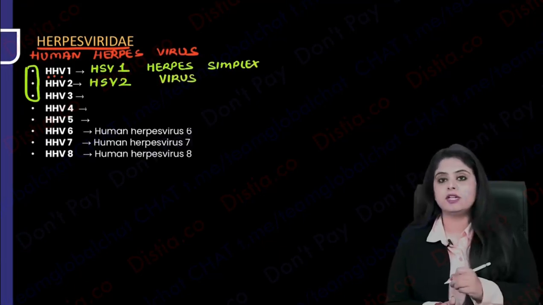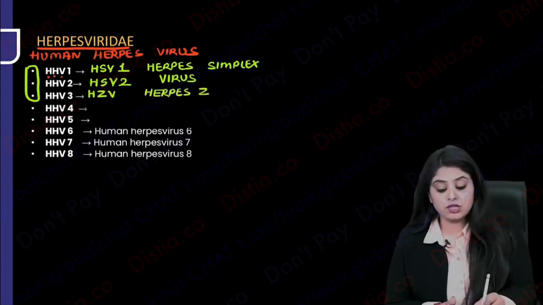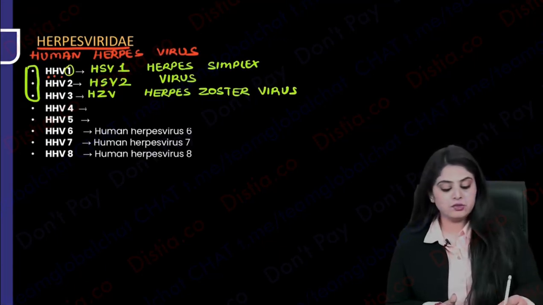So 1 and 2 is 1 and 2. But what is human herpes virus 3? That is also part of that family, but that is known as herpes zoster virus. It's going to cause chicken pox, zoster. So herpes zoster virus. So simple. 1 is going to cause HSV1, 2 is going to cause HSV2, 3 is going to cause herpes zoster.